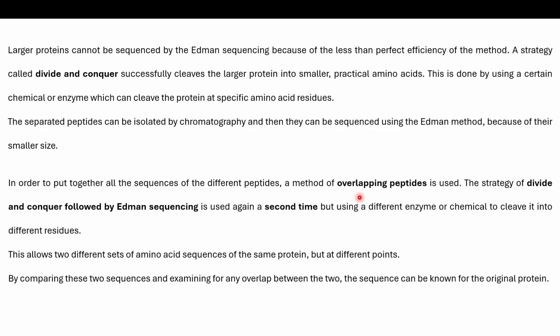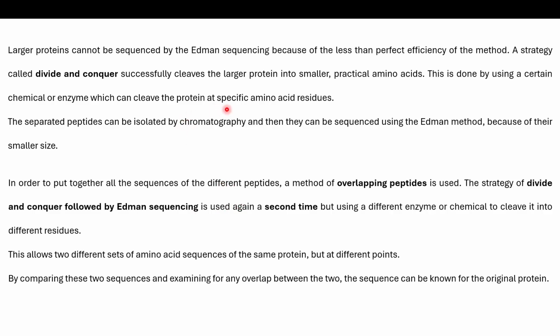in the case of Sanger sequencing and all these things, you had some kind of nucleotide present at the terminal position, which did not lead to further extension of the nucleotide chain, right? Now here, a method of overlapping peptides is used. So suppose now that different types of enzymes have different specificities.